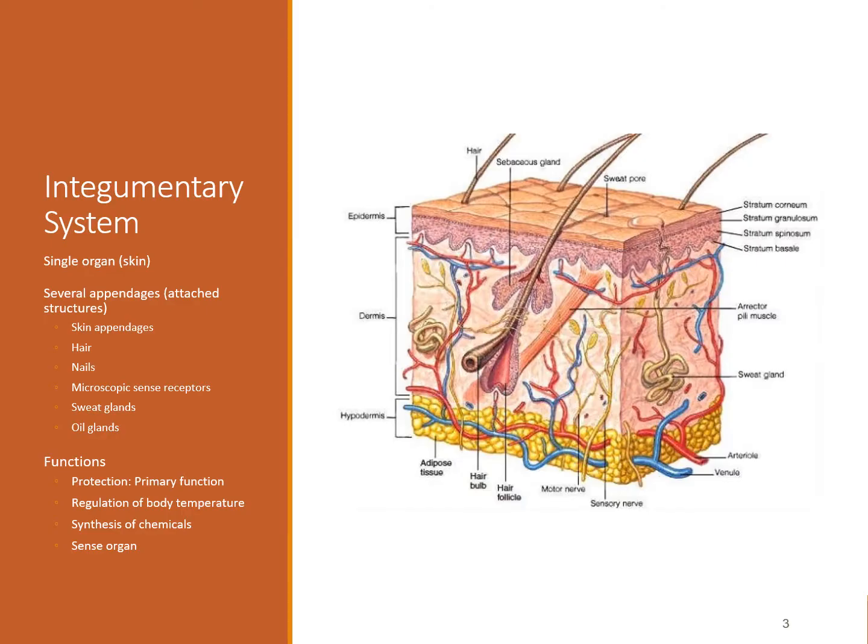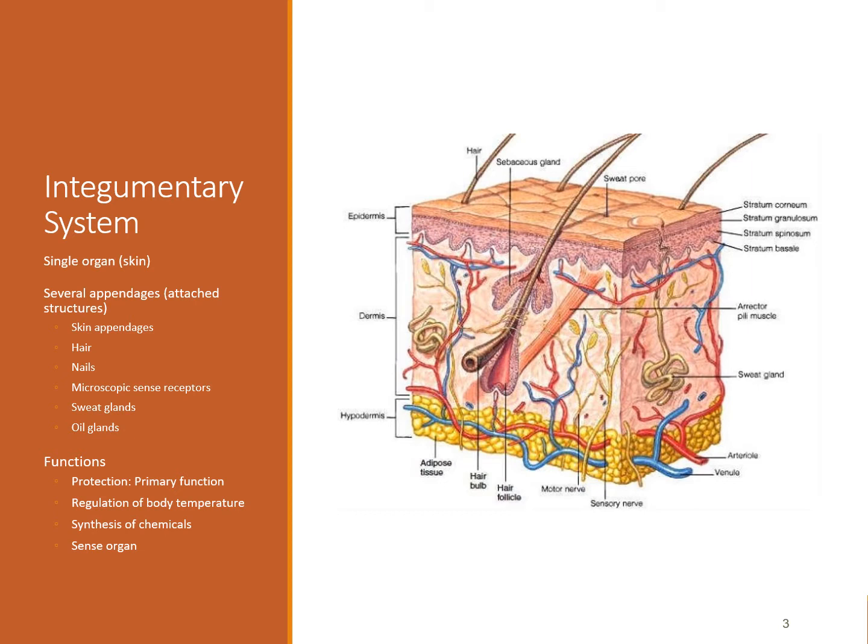The first organ system that we're going to talk about is the integumentary system. The integumentary system is a single organ we refer to as the skin. Did you know that the skin weighs approximately 20 pounds or more, accounting for about 16% of our total body weight?